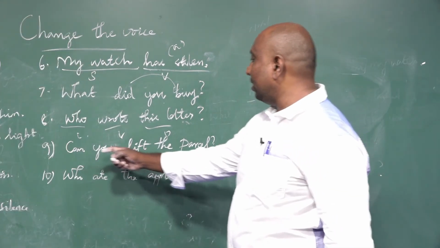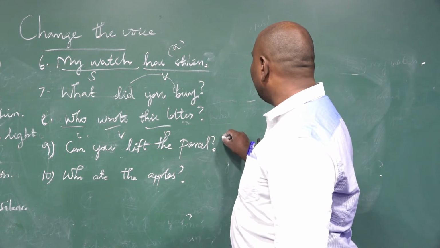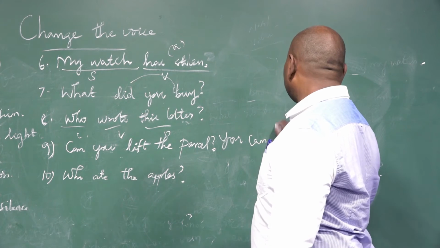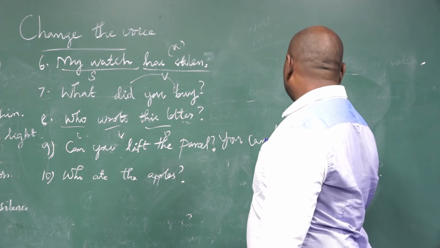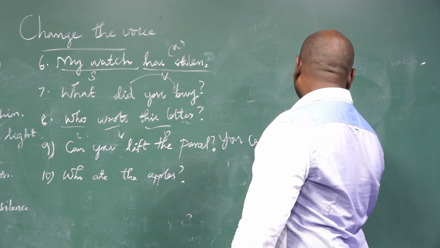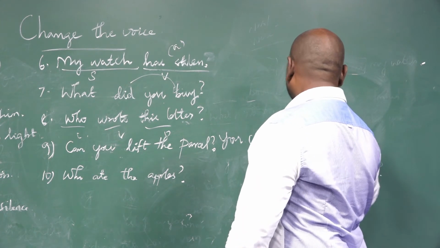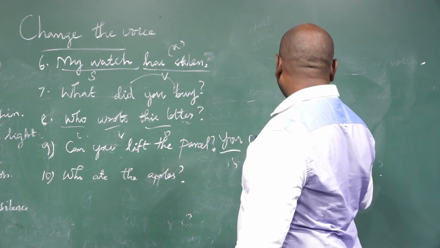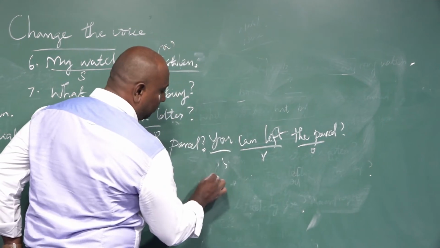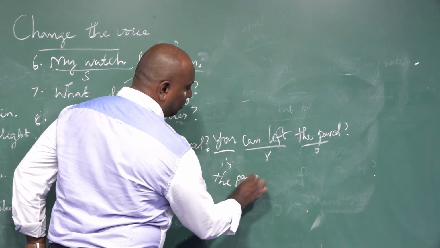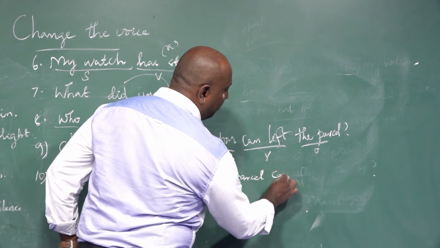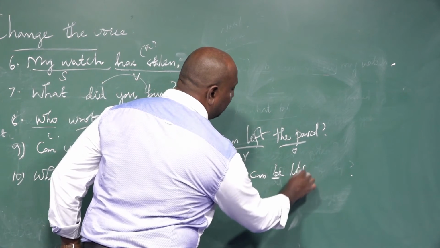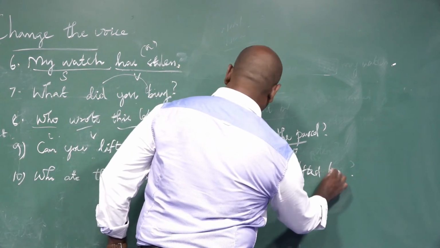The next question: can you lift the parcel? So how do you change it into a statement? You can lift the parcel. So you have to change it as a statement. Lift the parcel. So make it subject, verb and object. The parcel will come in the subject place: the parcel can plus be plus verb third form. Lifted, can be lifted by you.